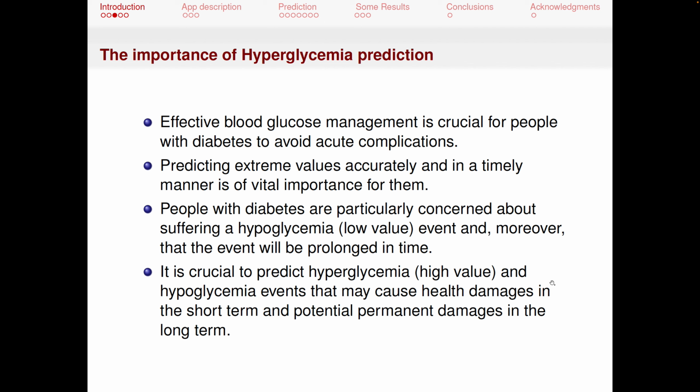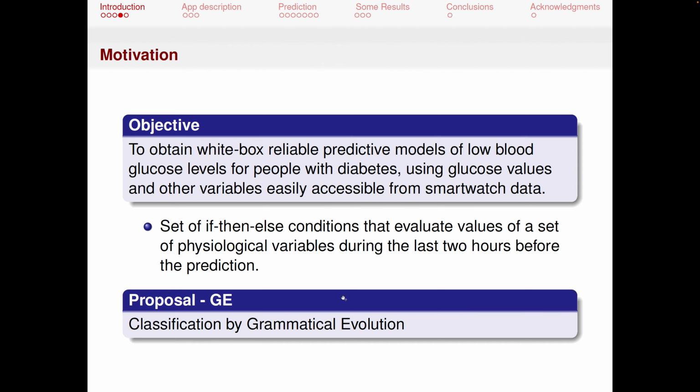The importance of hyperglycemia and hypoglycemia prediction is that effective blood glucose management is crucial for people to avoid acute complications. Predicting extreme values in time is of vital importance to prevent short-term complications, and people with diabetes are particularly concerned about suffering a hypoglycemia, and moreover the event can be prolonged in time because they can lose consciousness and eventually die. It is crucial to predict hyperglycemia also because it may cause health damage in the short term and potential permanent damage.